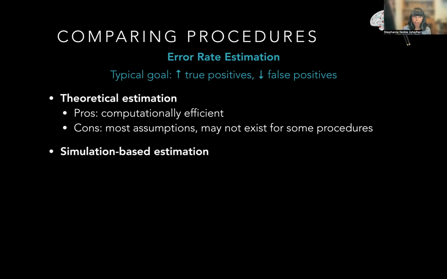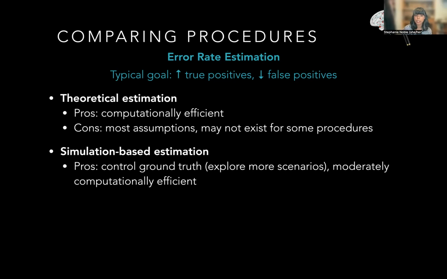So another possibility would be to use some simulation and estimate error rates based on the known ground truth in these simulations. And this is pretty nice because we can actually control the ground truth, which lets us explore a number of different scenarios. This also tends to be fairly computationally efficient compared to what I'm going to talk about next. Not as efficient as a theoretical procedure, but usually not terribly bad, depending on what size image you're using. However, it may not necessarily be very realistic relative to the actual complex spatiotemporal structure in the data and whatnot.